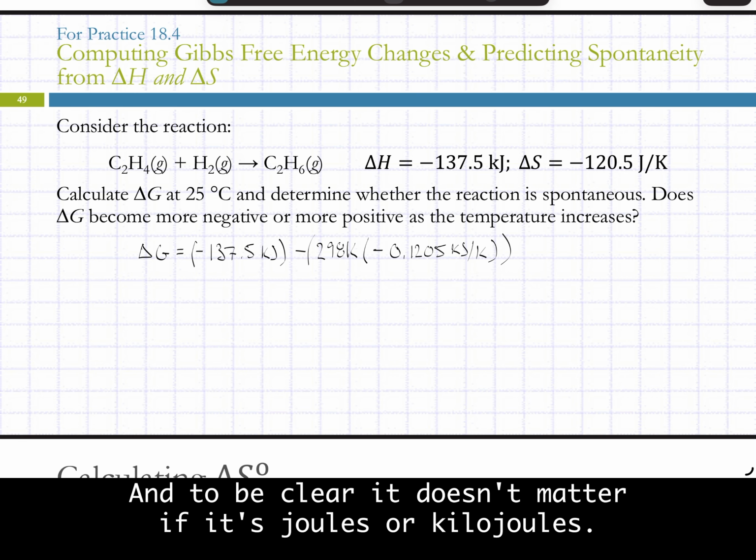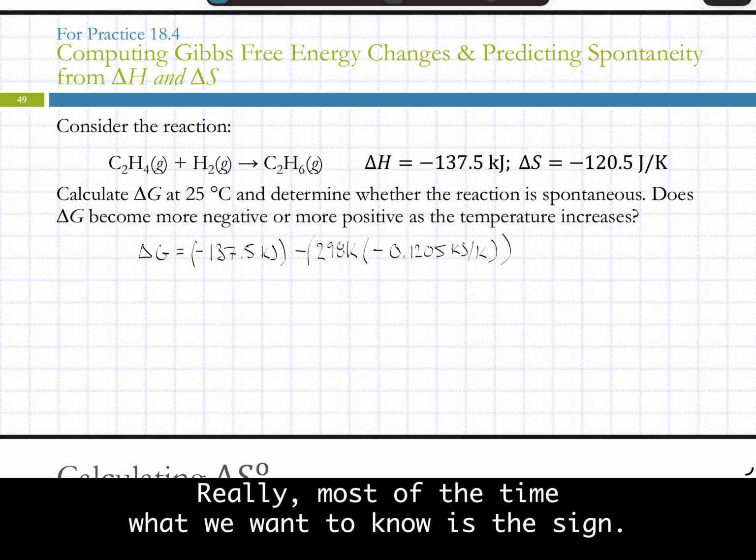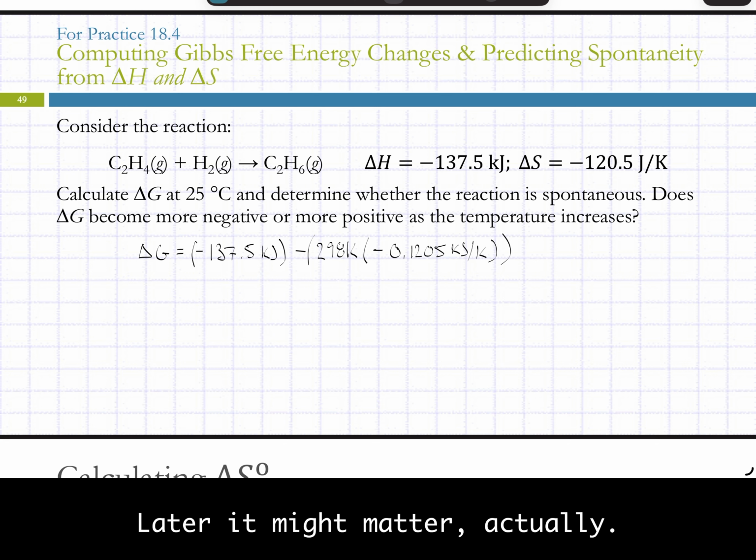And to be clear, it doesn't matter if it's joules or kilojoules. Really, most of the time, what we want to know is the sign. Later, it might matter. Actually, later it will matter more which one we use, but just be aware.